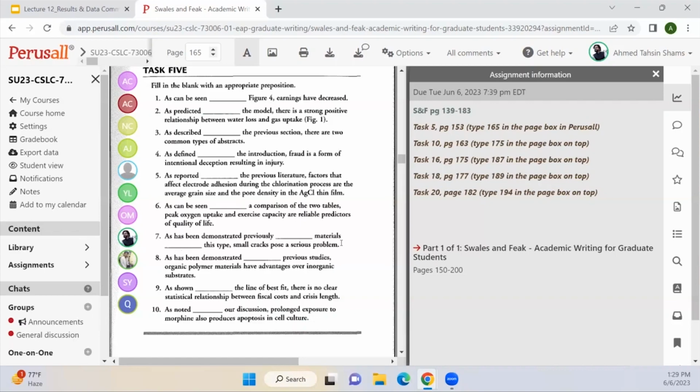Number 7. By, of. So as has been demonstrated previously, with materials of this type. Does that make sense? Should I write, with materials of this type? By is for the next one, number 8, demonstrated by previous studies.